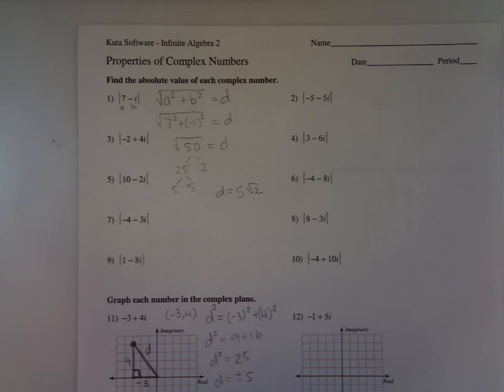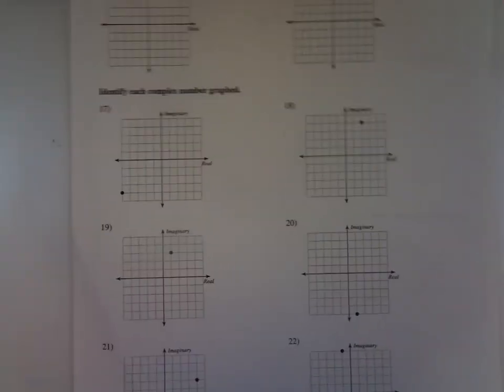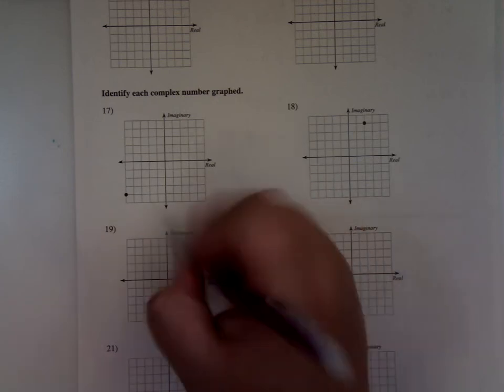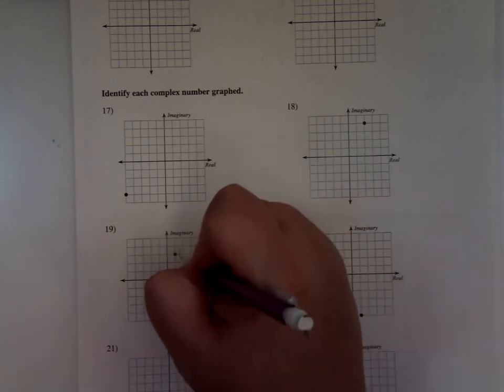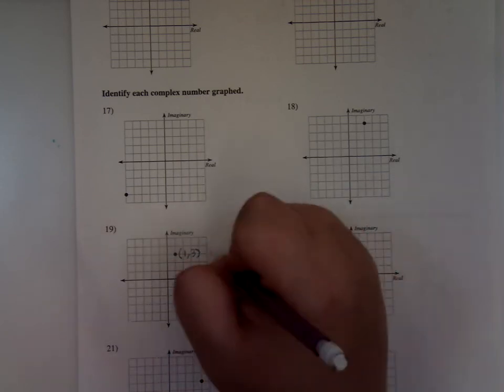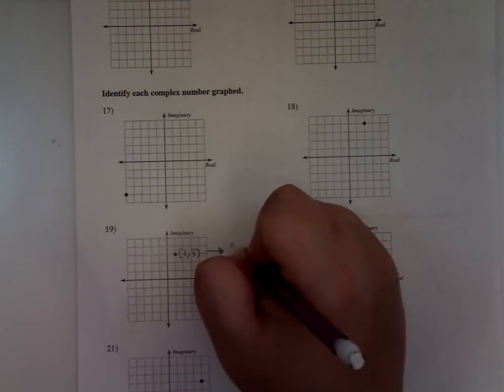Okay, and next, identify each complex number graphed. Let's just look at number 19. So this is the point 1, 3. So that translates into the complex number 1 plus 3i. Well, it's pretty easy too.